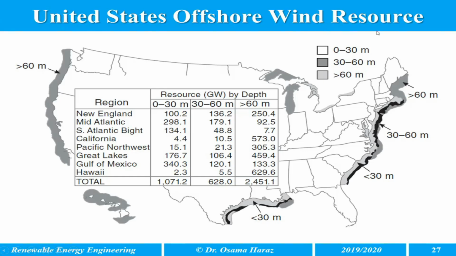United States offshore wind resources: actually, from 0 to 30 meters, less than 30 meters is here. From 30 to 60 is here, and above 60 is in this area. In this map, you are going to see the regions with the energy resources in gigawatts and the total energy resources with these types.